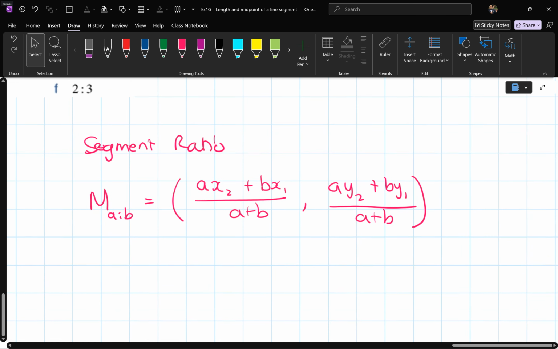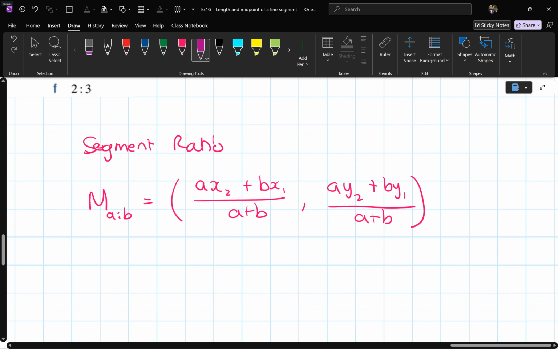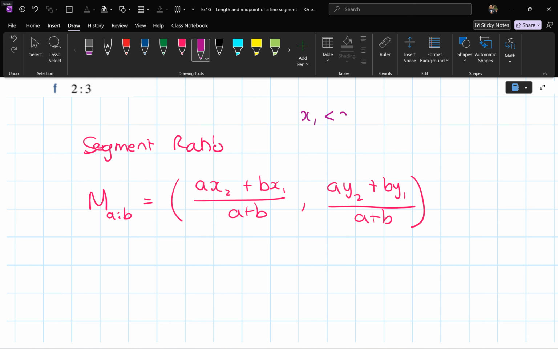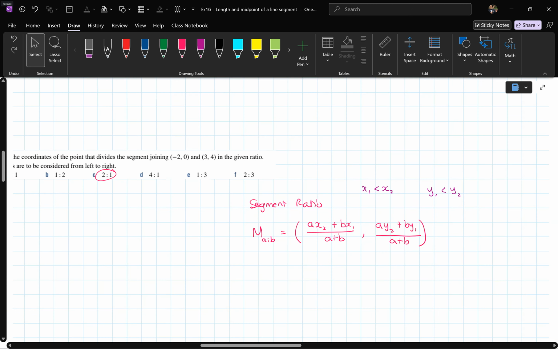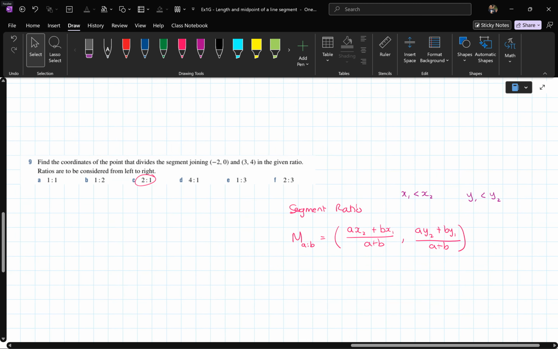Okay, now, this formula, there is a bit of a caveat. You have to make sure you know which one's x2 and x1. x1 is always smaller than x2, and y1 is always smaller than y2. So just make sure that when you pick your values that you know which one is which. Otherwise, the ratio won't work.